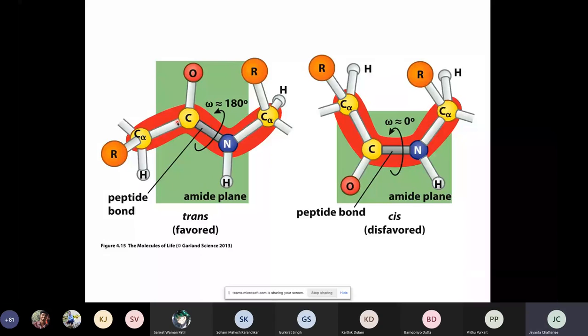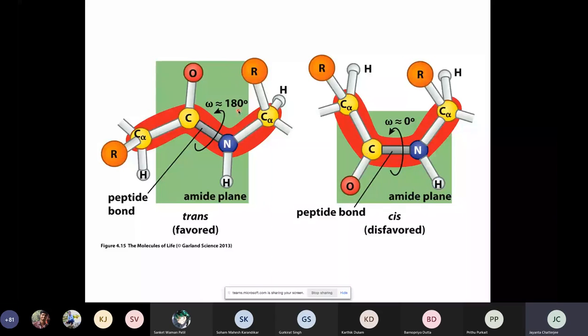One is called a trans conformer. The trans conformer is the one where the oxygen and the hydrogen are directly opposite to each other. So you can have the torsion angle calculated. Torsion angle is the angle between two planes. You can take this oxygen, carbon, nitrogen, and hydrogen. This will be 180 degrees. This is called omega. Many people say that this can be calculated by the C alpha, C, and C alpha also. Irrespective of whether you take the oxygen or the hydrogen or the C alphas, it's still the same. Omega is 180 degrees.